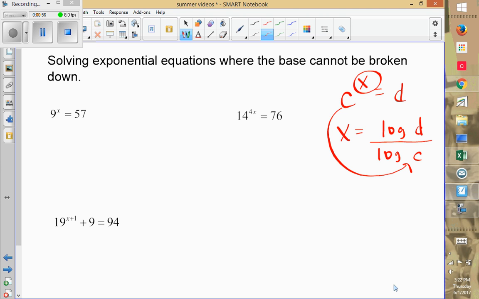This is helpful because we can't always break down a base. If I take a look at this first example here, yes, 9 we know is 3 to the second, but 57 doesn't have a base that I can break it down to anything. So this problem cannot be broken down in that sense, and therefore we're going to use the change of base formula. I'm solving for my exponent. 9 is the base, so it's going to be the log of 9 in the denominator, and we're going to have the log of 57 in the numerator.